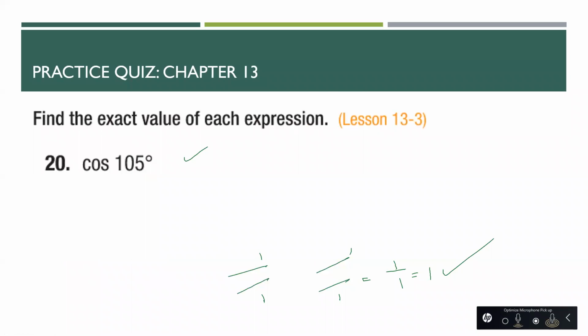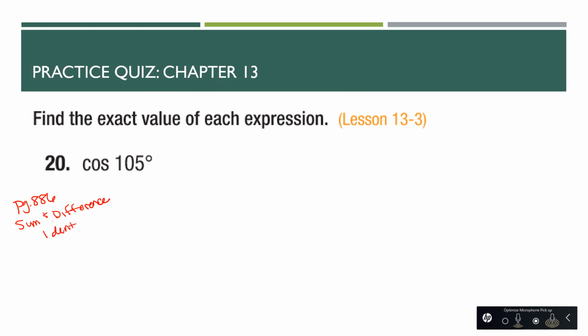All right, and number 20 says to find the exact value of each expression. So we've got the cosine of 105 degrees. On page 886 of your textbook, it talks about the sum and difference identities. So we're going to break this down, the 105 degrees.